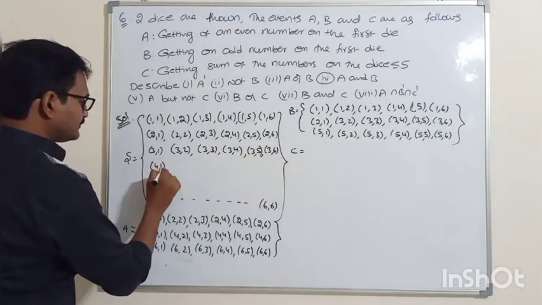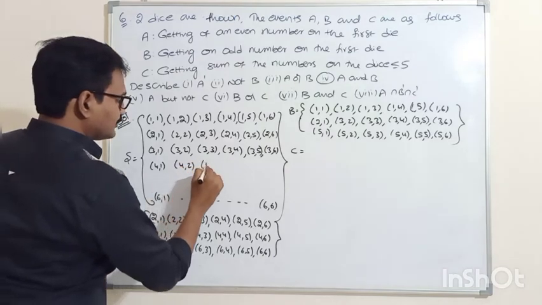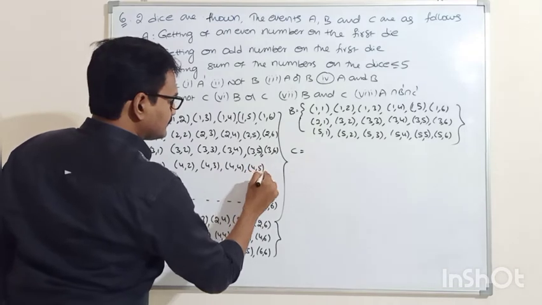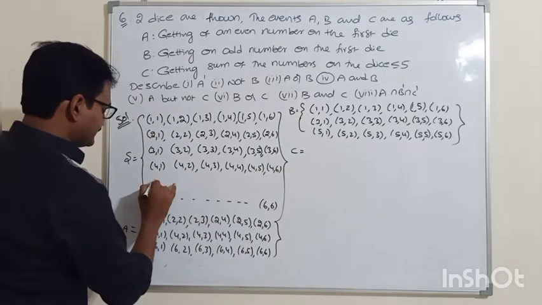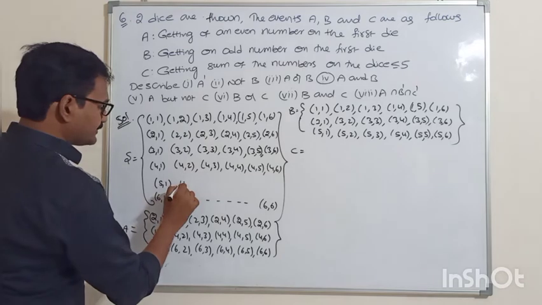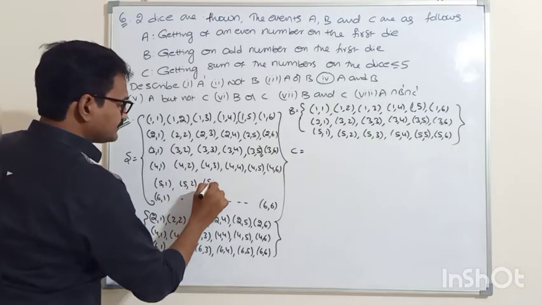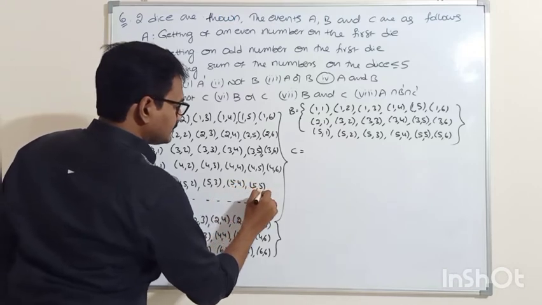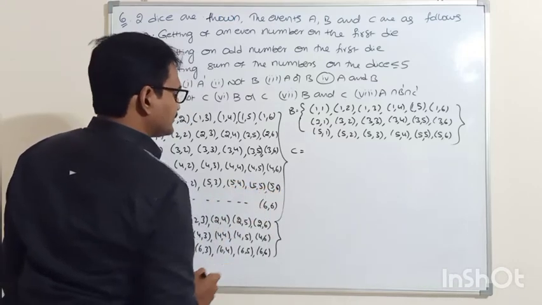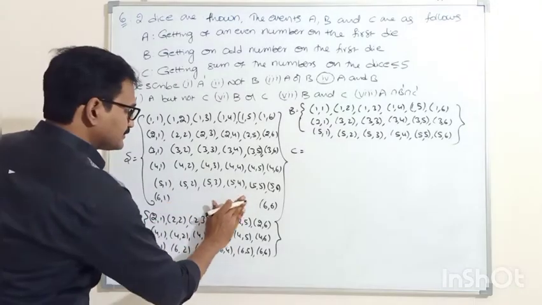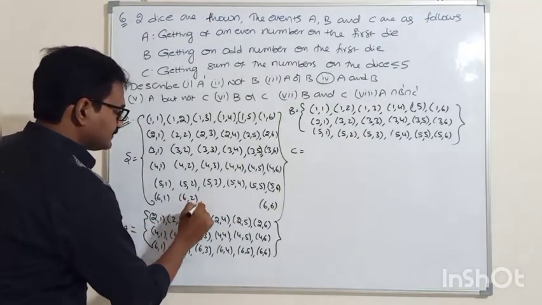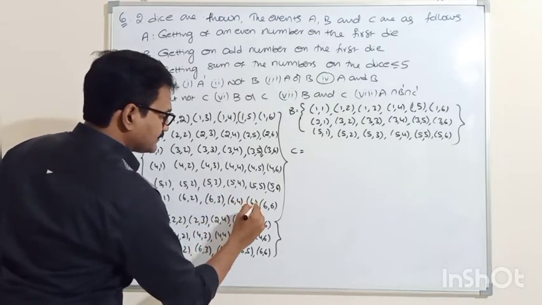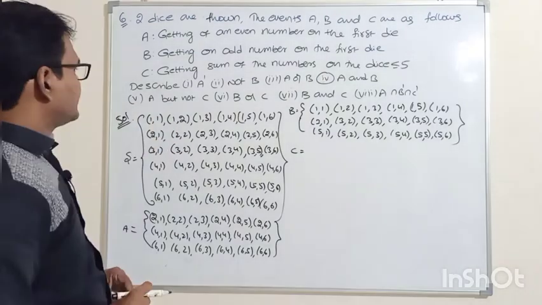Similarly, 4,1; 4,2; 4,3; 4,4; 4,5; 4,6; 5,1; 5,2; 5,3; 5,4; 5,5; 5,6. Next, 6,1; 6,2; 6,3; 6,4; 6,5. So these are the sample points when two dice are rolled.